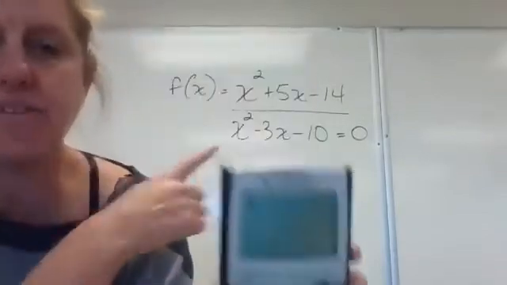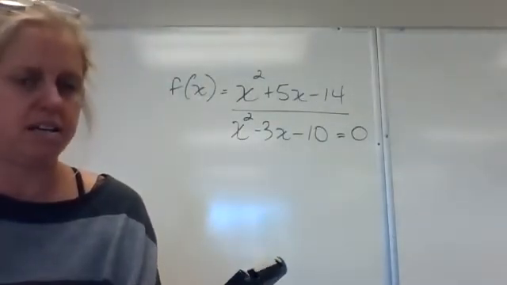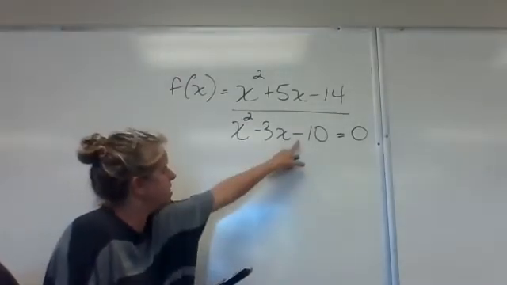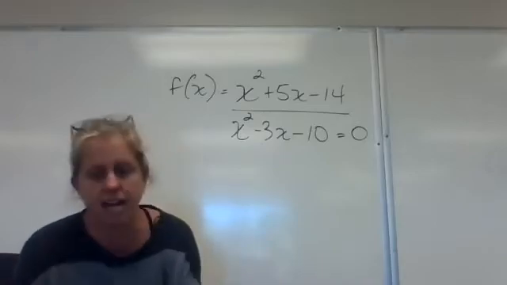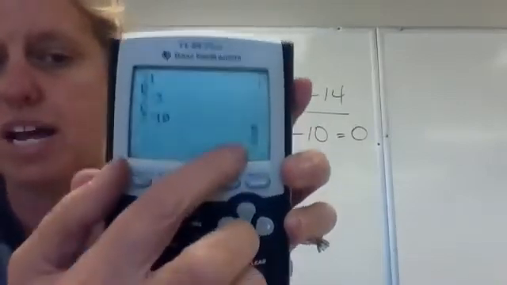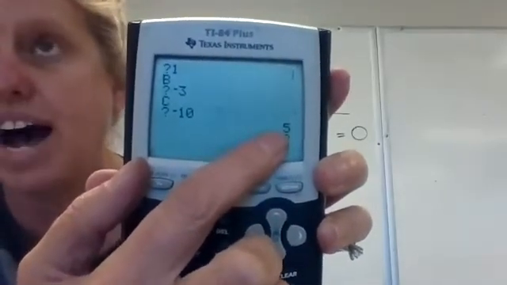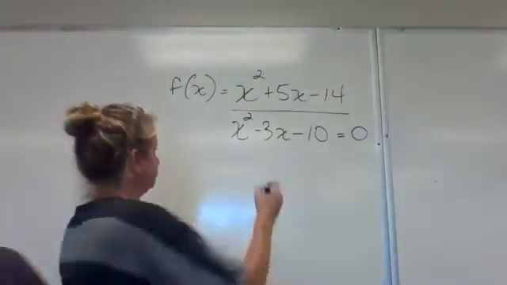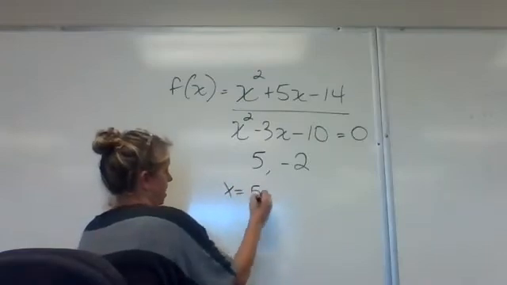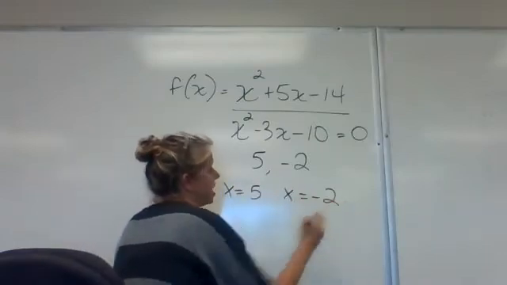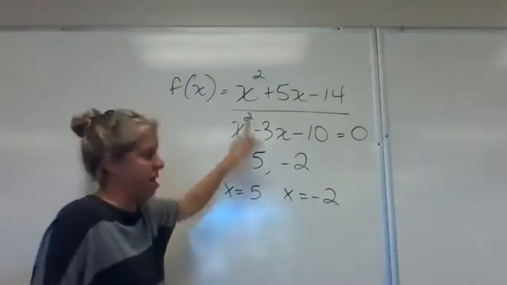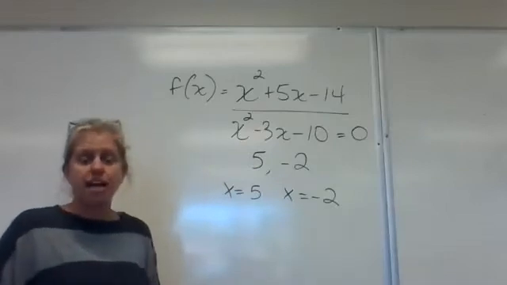So my A, what's in front of x squared, is +1. My B is in front of x, so that's -3. And C is my constant, which is -10. So 1, -3, and -10, which means the zeros of the denominator are 5 and -2. Which means my vertical asymptotes are x equals 5 and x equals -2, as long as the zeros of the numerator are not 5 or -2.